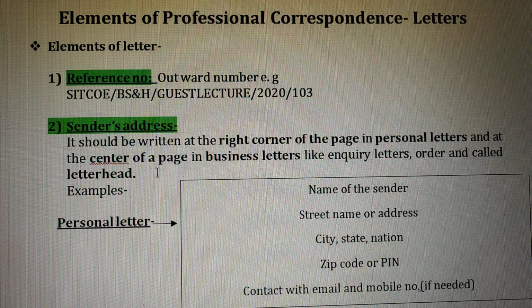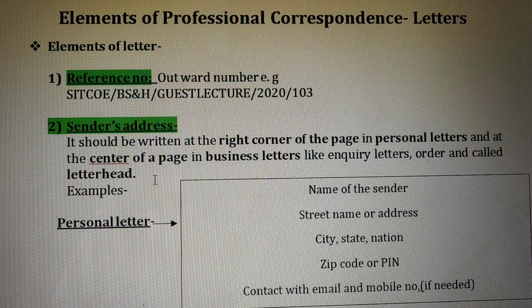Good morning all. In this lecture we are going to study the elements of professional correspondence or letter. Which are the ingredients, or I may say the points that should be included in letter writing. We are not going to study personal letter writing here. What we are going to study is the elements of professional letter or professional correspondence.